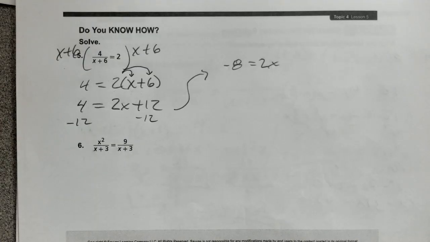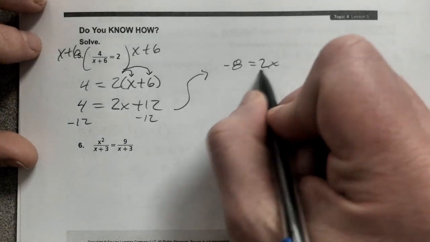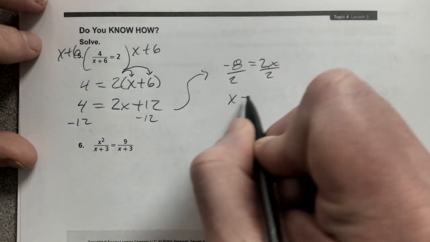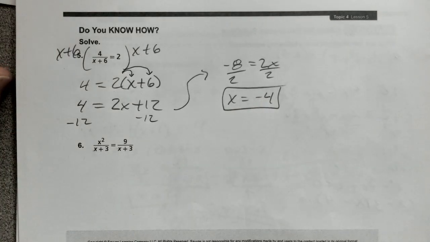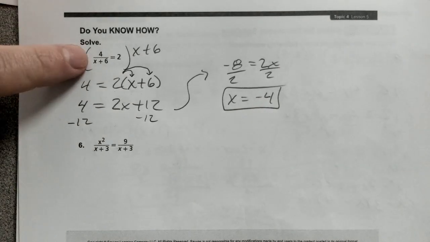Oh, how do we finish? Divide by 2. Good. And negative 4. Good job. You are also very smart.